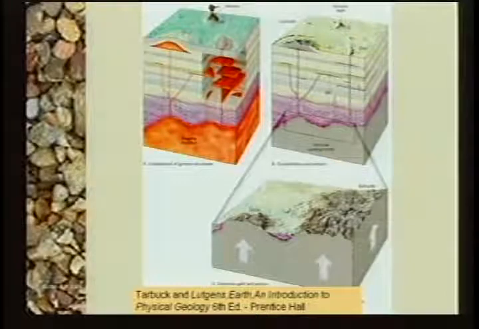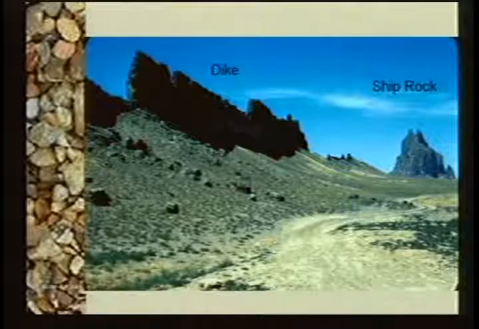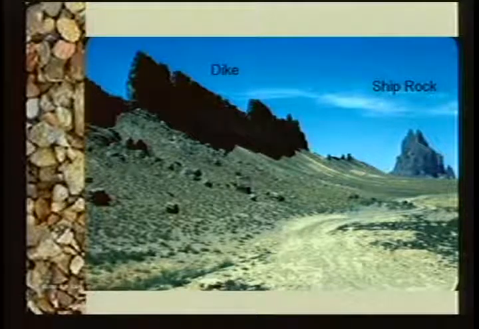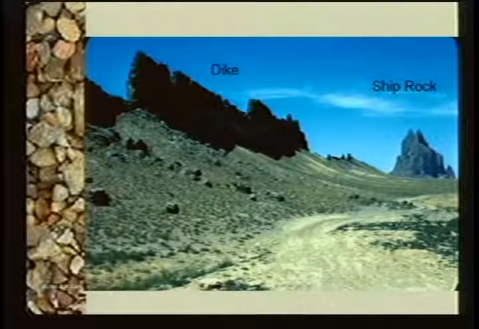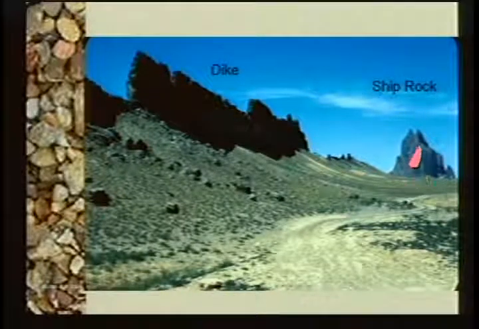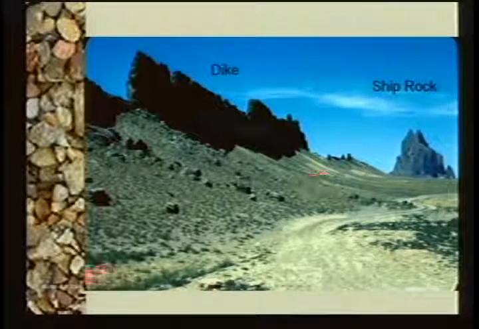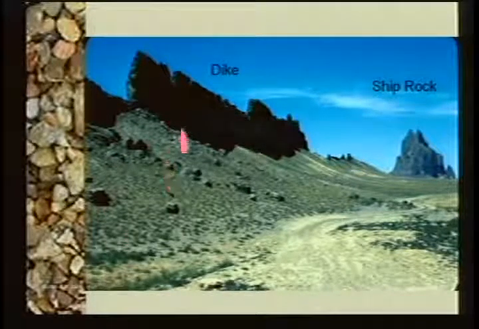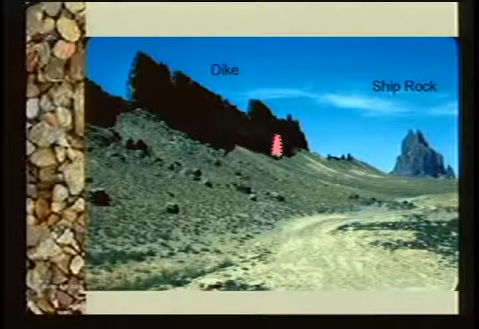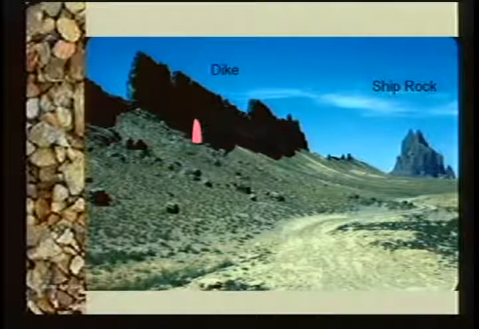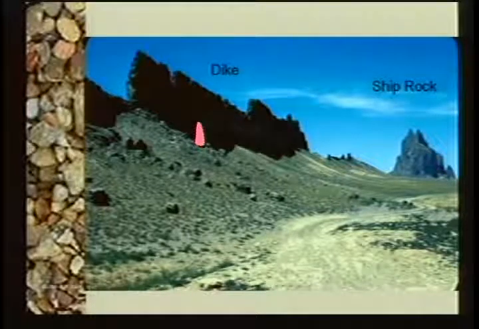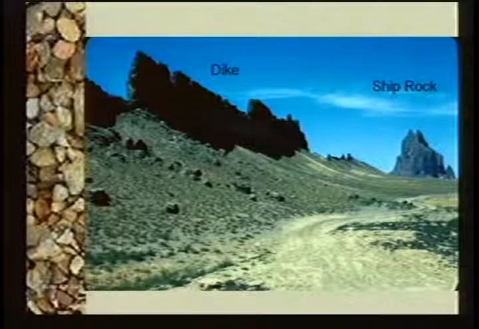I do have a slide to show you a couple of field diagrams, pictures of Shiprock, New Mexico. This is a famous volcanic neck, the erosional remnant of a pipe, and this is actually an exposed dike on the surface. Remember, it's an intrusive igneous body. It once cooled inside the earth, but with subsequent erosion and uplift, it's now exposed.